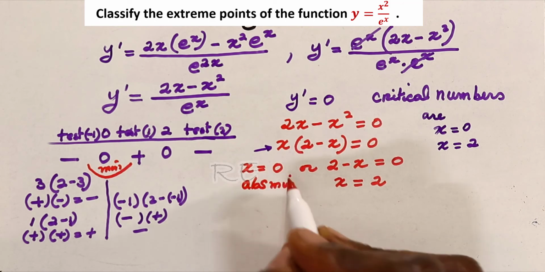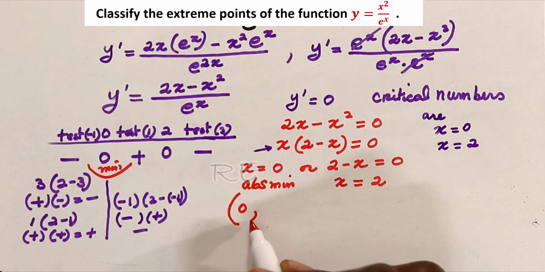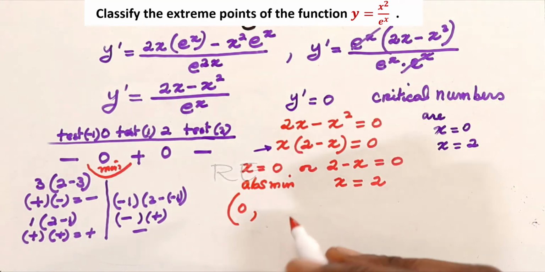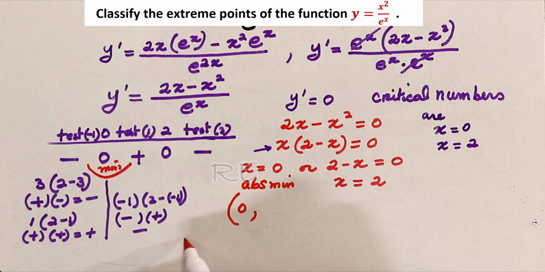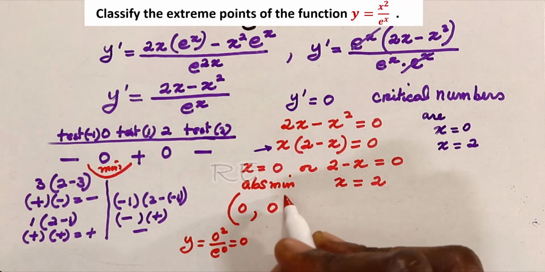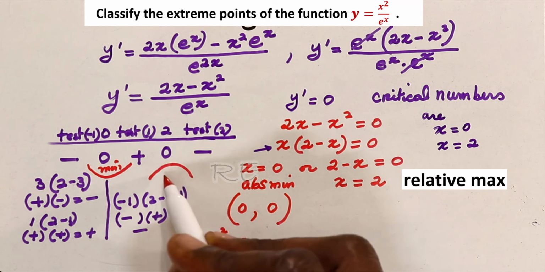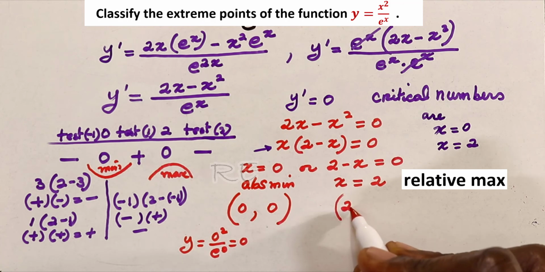So the absolute min is at 0, and f of 0, y at 0, will be 0 squared over e to the 0. So it's 0 over 1, which is 0. From positive to 0 to negative, it's a max.